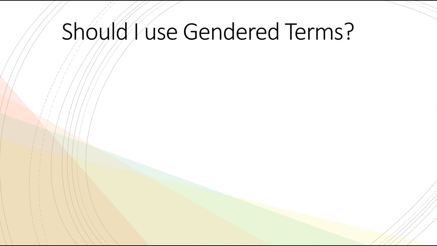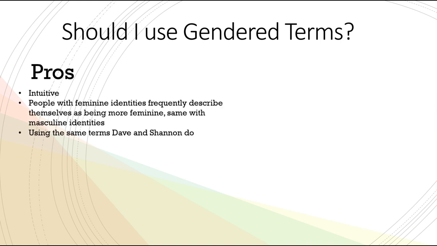A lot of people have asked whether or not we should really be using gender terms to describe this sort of quality of the functions. I think there are pros and cons. Some of the pros are that this is sort of an intuitive way of thinking about these functions. People with feminine identities will frequently describe themselves as having a feminine identity, and people with masculine identity functions will frequently describe themselves as being more masculine. And these are the terms that Dave and Shannon use, so it's important to have people familiar with these terms if they want to use Dave and Shannon's videos.